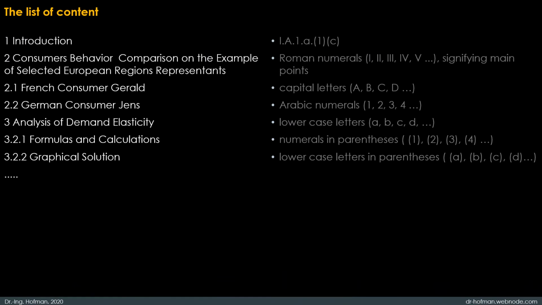The list of content. Here you can see the two lists of content layouts. On the left, the easy one generated in Word and numbered up to the third headings level. On the right, the complex one. See the first line with 6 headings levels, mixing different letters and numerals according to the list below, from Roman numerals to lowercase letters in parentheses.